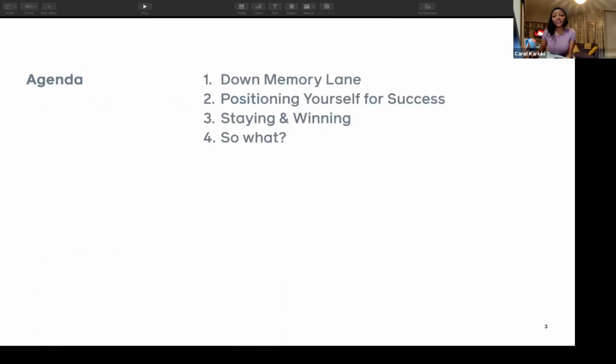Next, this is our agenda for the day. We will go down memory lane and see how the tech industry has been, and I'm going to share my journey until this year, 2020. Then we're going to see how to position yourself for success and how to stay in the industry and keep winning. And when all is said and done, so what? What's the point of all of this? I hope you're going to enjoy, and I will be happy to answer any questions that you have at the end.